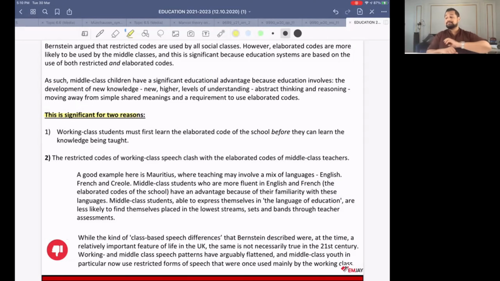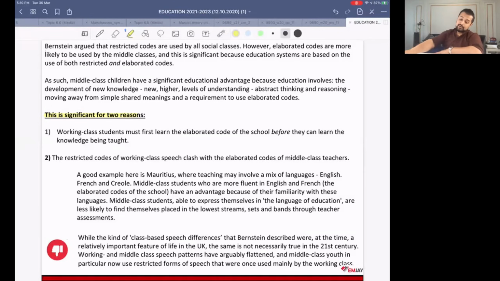A child from the working class, because they're used to speaking like that, when they are at school, if they communicate with the teachers through the restricted code, it might not really work in their favor. The teachers might find it inappropriate and at times disrespectful too. So that can result in a clash between the students and the values that the teacher holds.